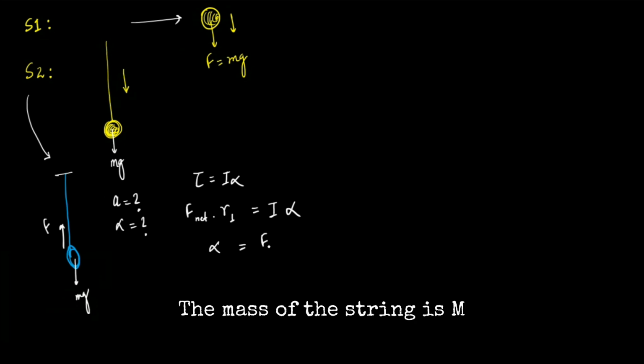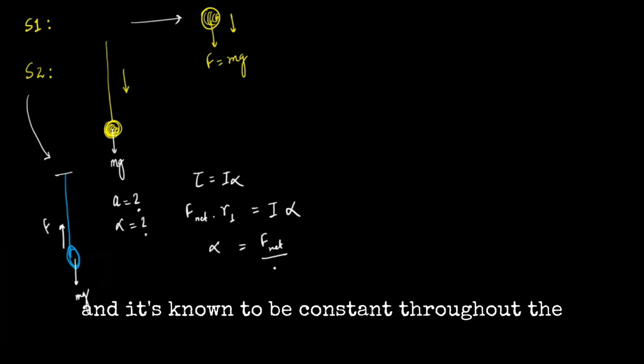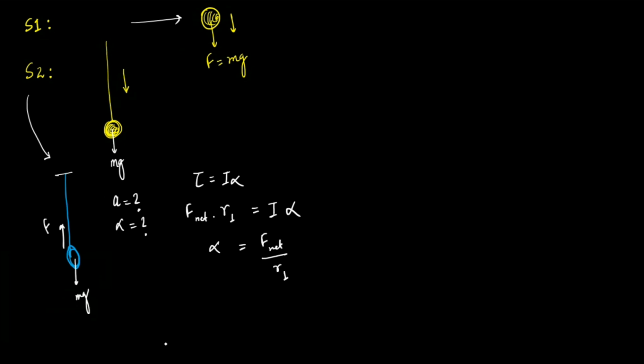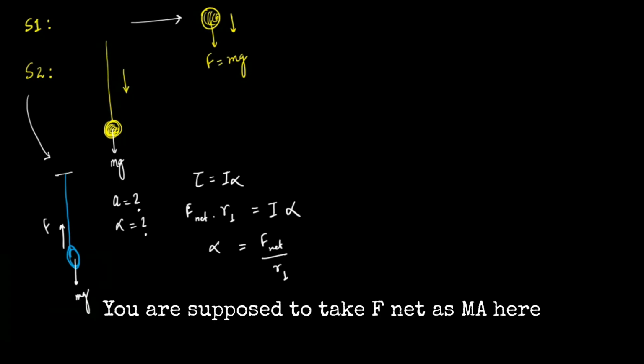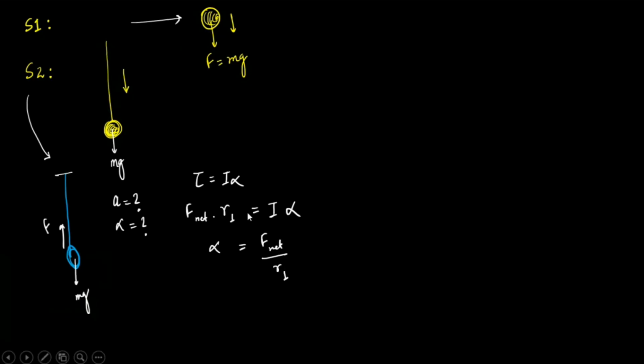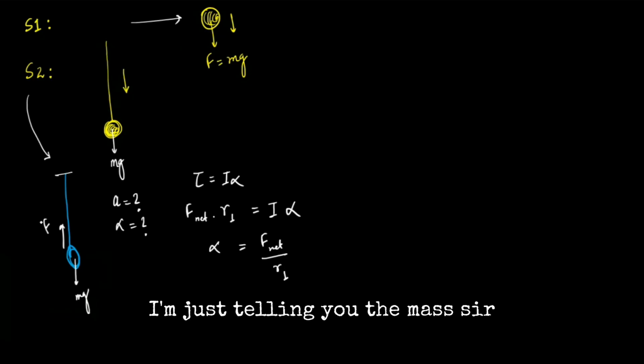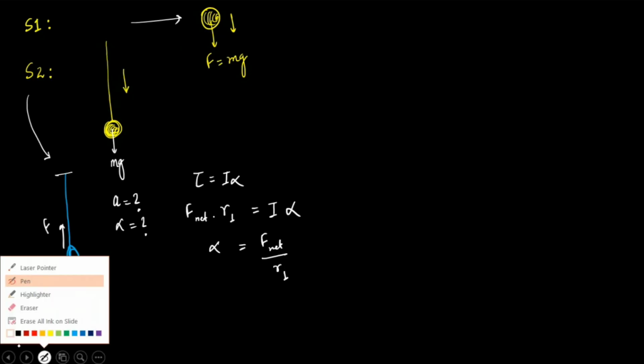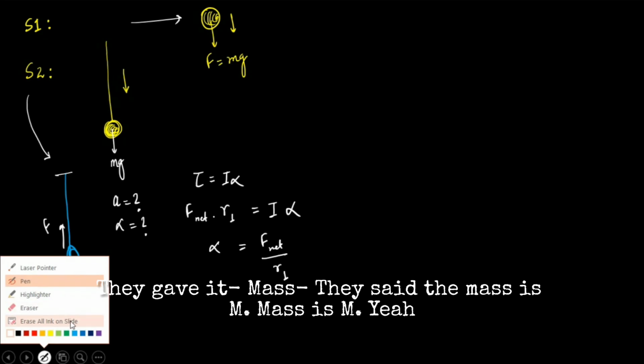Oh, by the way, sir, this is the string, I'll give you the constants. The mass of the string is m, and it's known to be constant throughout its descent. So it has mass m, basically. No, you are supposed to take F net as MA here. I'm just telling you the mass, sir. They said the mass is m.